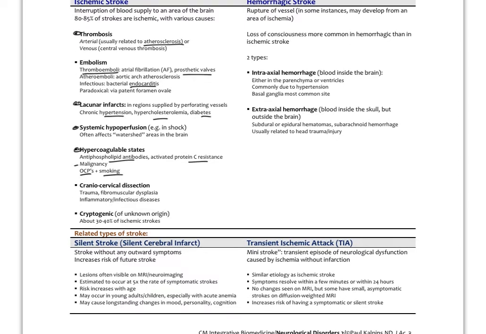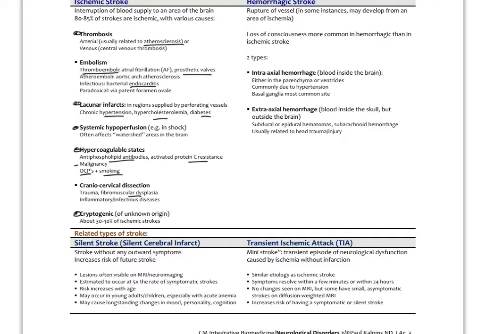Cranial cervical dissection, this is very rare, but this would be essentially where the vertebral arteries are compromised. You rarely hear this, for example, from chiropractic adjustments. People have had vertebral arteries severed from that. I think the incidence is extremely low. But any sort of trauma, something called fibromuscular dysplasia makes the blood vessels more apt to rupture there, and any inflammatory infectious disease. And then about 30 to 40% of ischemic strokes are what we call cryptogenic. We don't know, they're of unknown origin.